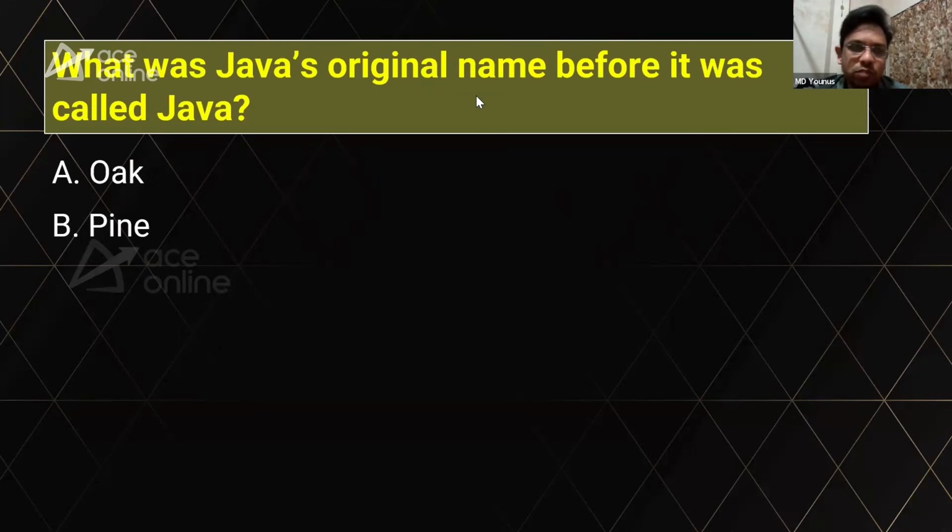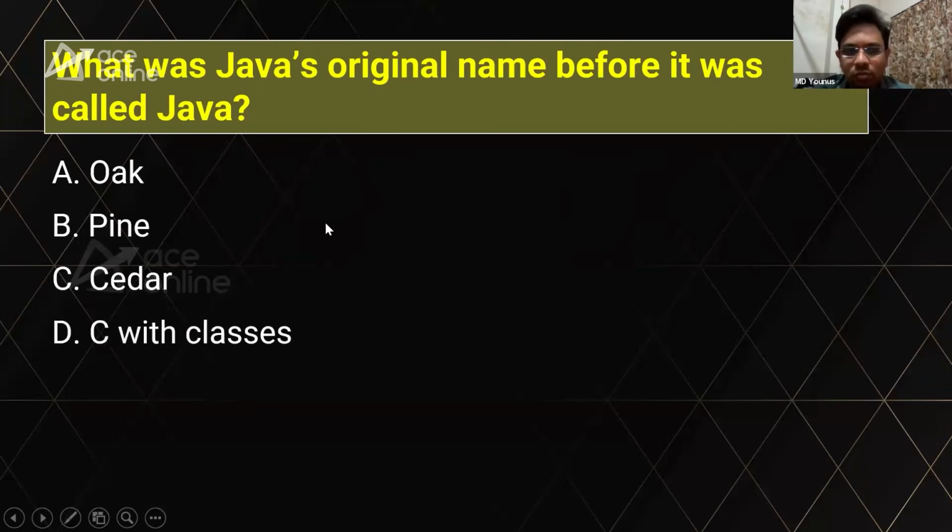I would like to ask everyone: what was Java's original name before it was called Java? What was its original name, and why? The options are: option A, Oak; option B, Pine; option C, Cedar; option D, Withclasses. So what is the correct option here? I'll give a couple of minutes for you to think and answer. What is the original name before it was called Java? Let's see who will answer this question.